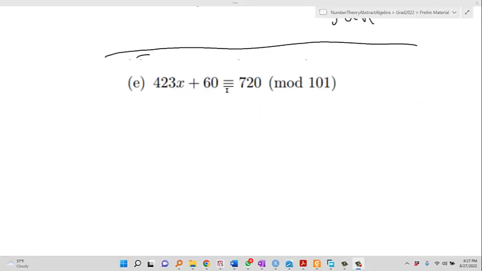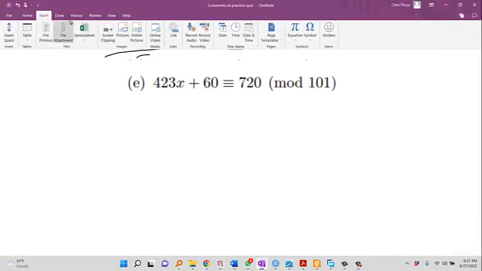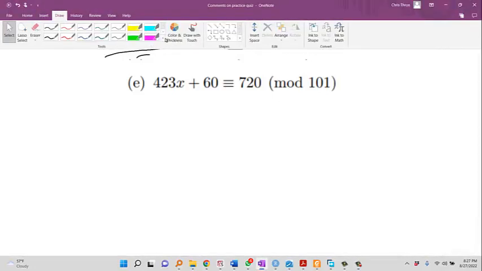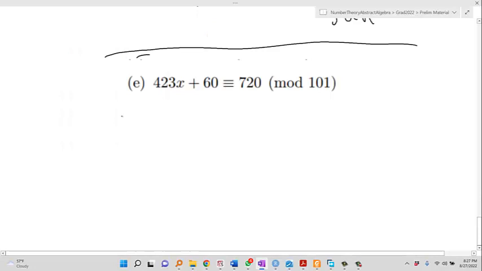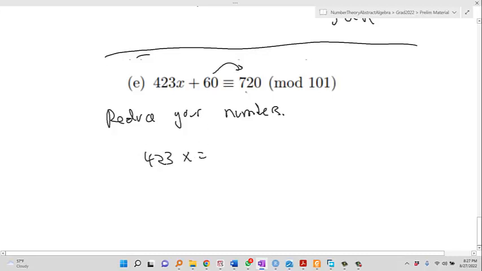Okay, next one here, also a modular equation. I'm going to emphasize again the importance of reducing your numbers as much as possible before you work algebra equations. So what do I mean by that? Well, let me first simplify this. I'll bring the 60 to the other side. So that gives me 423x is equal to 720 minus 60, which is 660, and this is mod 101.